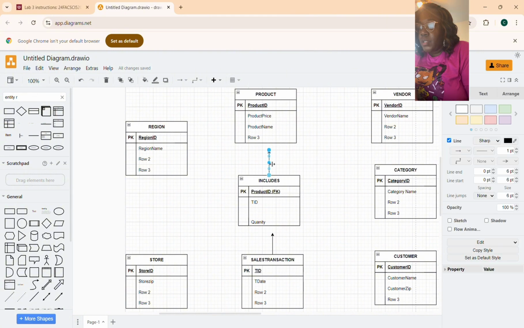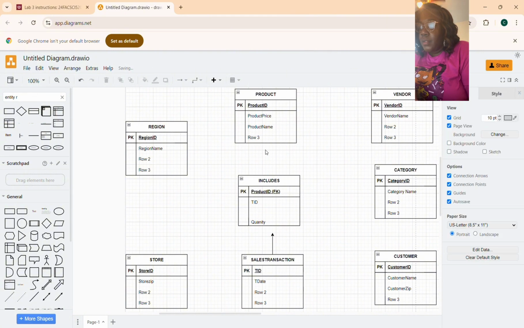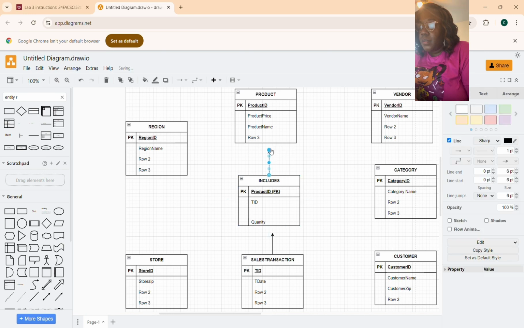I was trying to draw it this way, you guys. Nope, we'll just keep it the other way, but you guys know what I mean. I wanted to draw it going the other way.